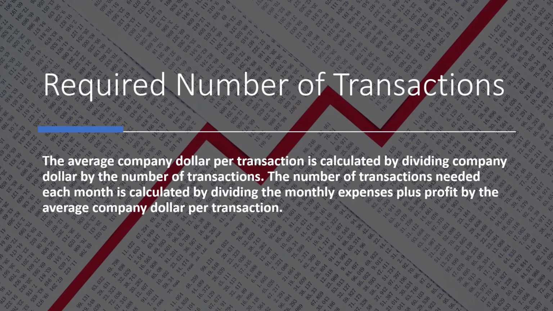Determining the number of transactions required. The average company dollar per transaction is calculated by dividing the company dollar by the number of transactions. The number of transactions needed each month is calculated by dividing the monthly expenses plus profit by the average company dollar per transaction.